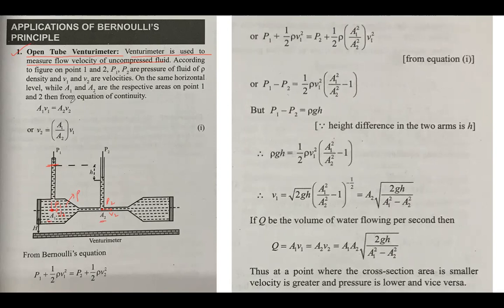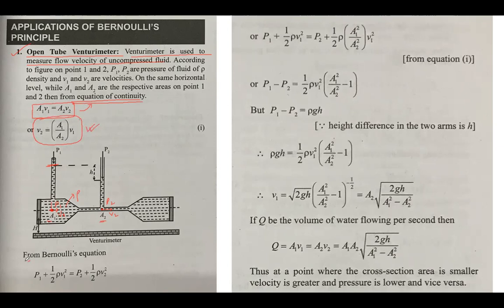Now we'll apply the equation of continuity first. We know that A1 V1 is equal to A2 V2 is the equation of continuity. This will give you the velocity V2 in terms of the areas of cross section A1, A2 and the velocity V1. So V2 is equal to A1 by A2 into V1.